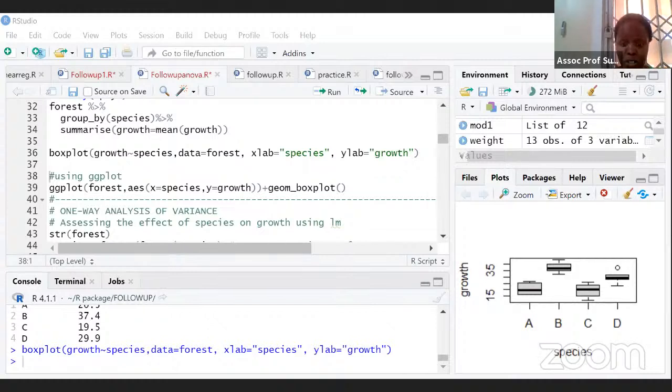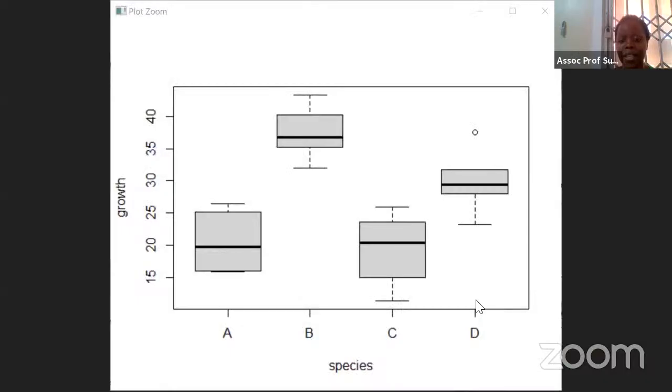I'm sorry, I'm told you're not seeing the zoomed one, so let me share the zoomed box plot. Okay, there we are. Is that better?